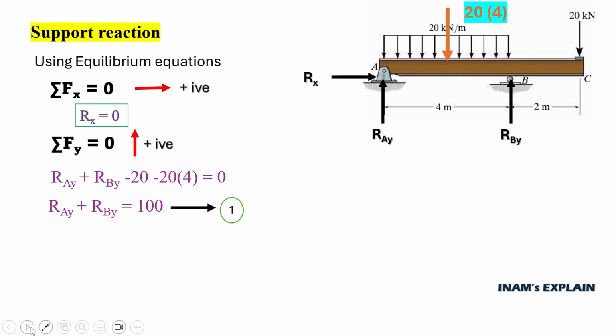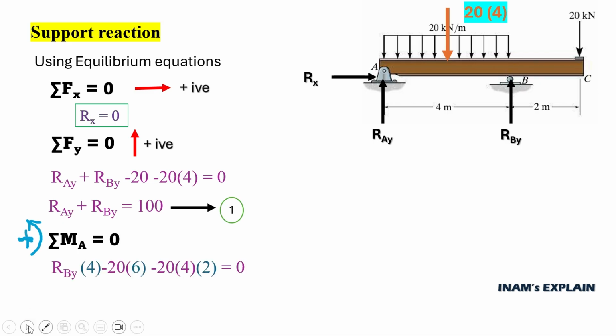Now I am taking the moment at point B equal to 0. Taking moment, it's up to you whether you are taking at point A or at point B. We will find the value of one unknown reaction. So I am taking all the moment at point A equal to 0. I am taking the anti-clockwise moment as positive. So remember this, I am taking the anti-clockwise moment as positive.